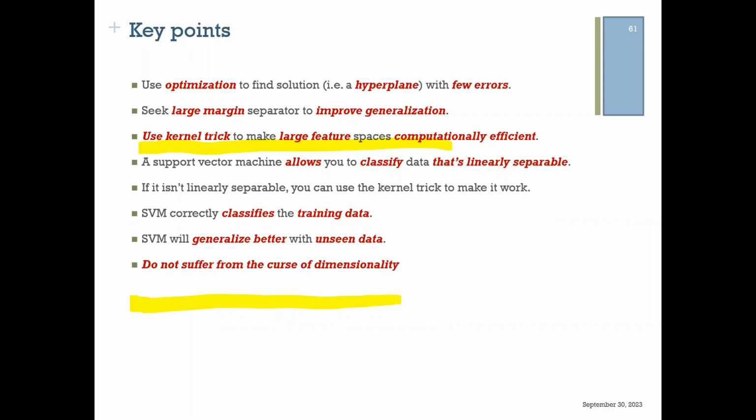These are some key points. We are encouraged to use optimization to find the solution, that is the hyperplane. Optimization is very important in anything you do. No matter how unique an algorithm is, you have to check the optimization. Check the parameters that are going to work for it, the hyperparameters that work for it. Seek a large margin, use the kernel trick.